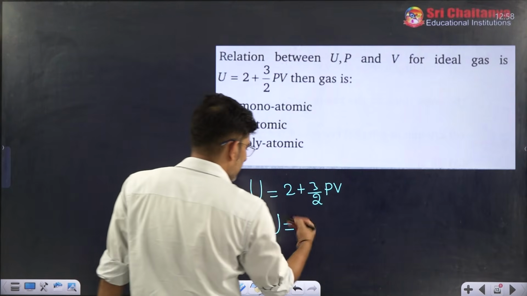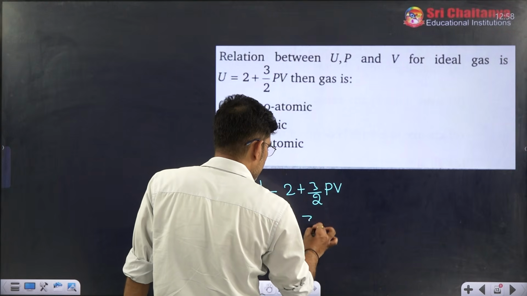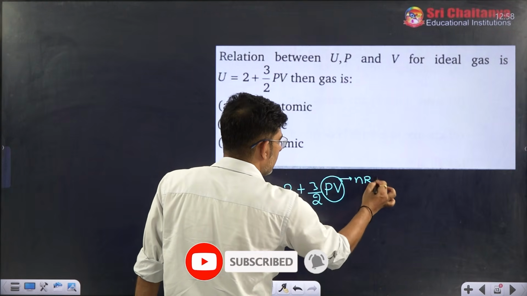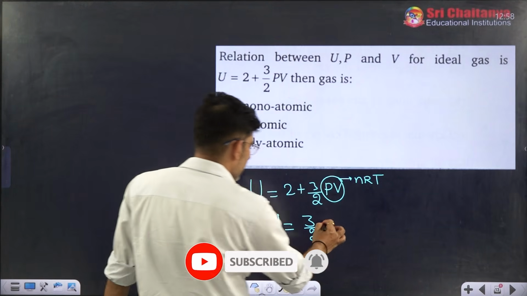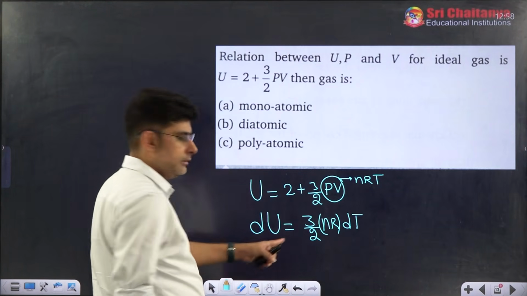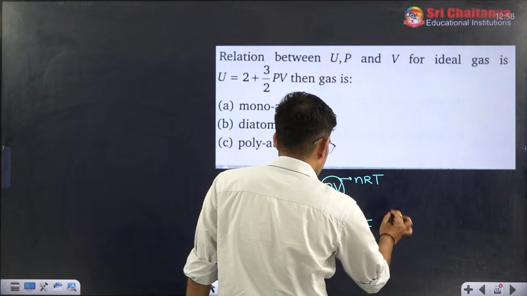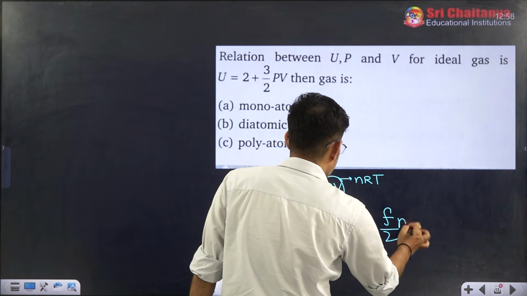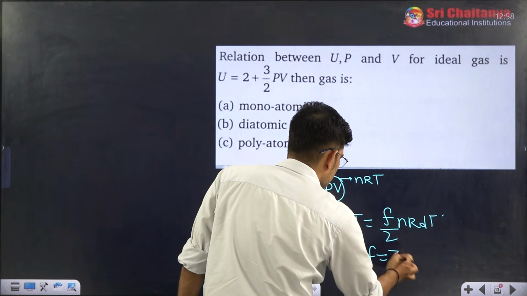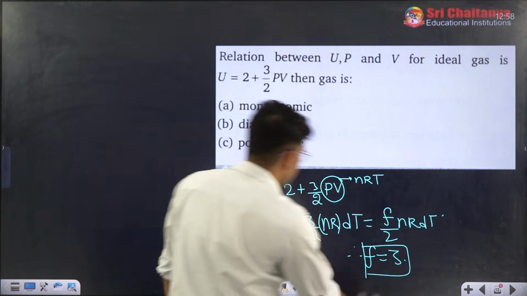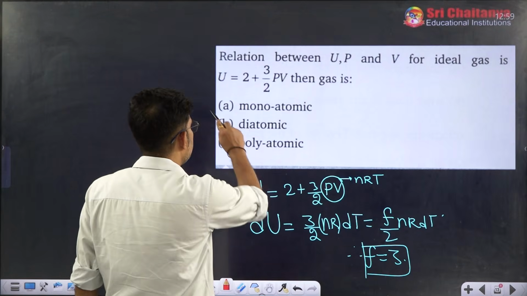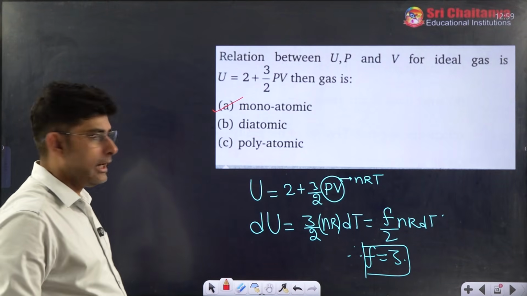So 2 will be constant, so 0. So dU will become 3 by 2. Now see PV. PV can be written as, for ideal gas, nRT. So nR will come as it is, T will become dT. Now you can compare and say, we know dU is F by 2 nR dT. So from here, F will become 3. So if F is 3, which type of gas is it? It is monoatomic gas. So we can say that the gas is monoatomic. I hope it is clear.